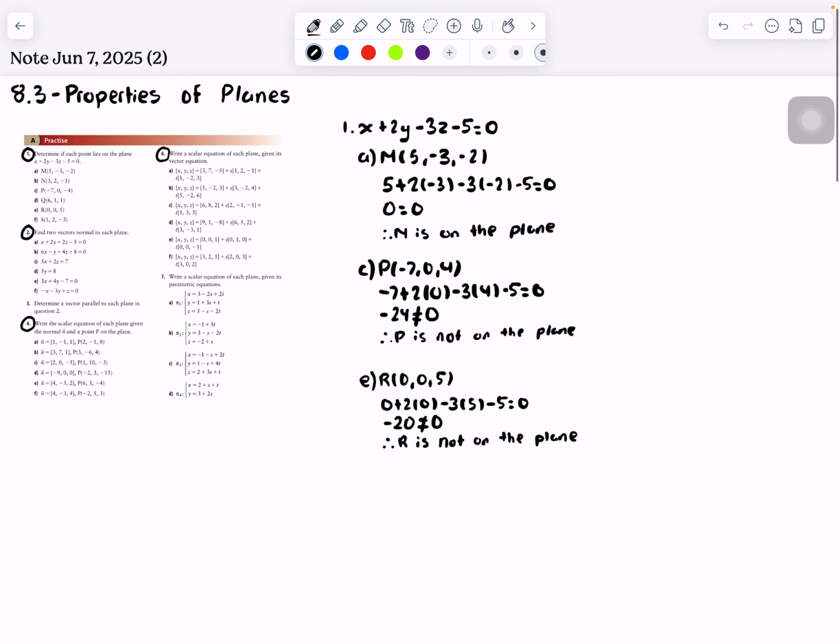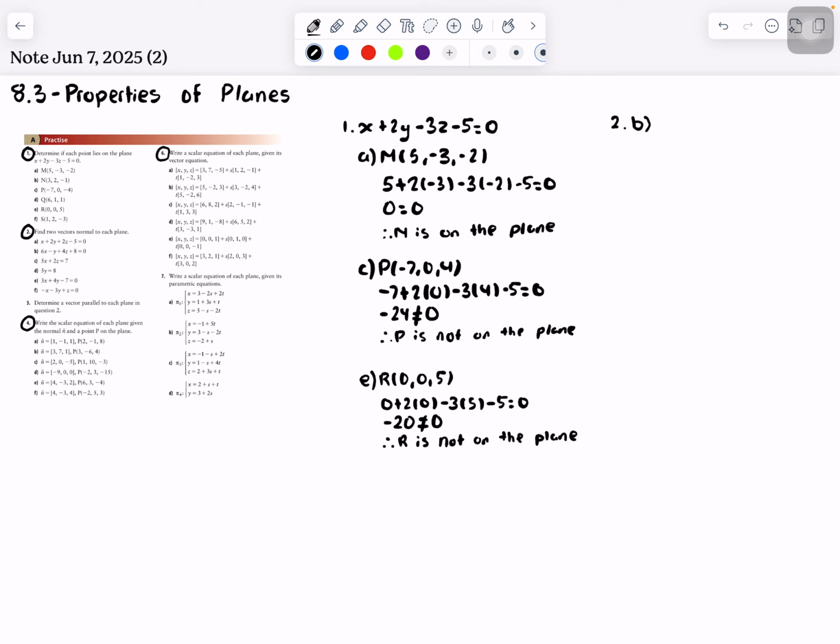Next question, find 2 vectors normal to each plane. So I'll do B, D, and F for this one, let's say. Okay, so how do you find a normal given a scalar equation of the plane? This is actually quite simple. You can just extract the normal vector from the coefficients in front of x, y, and z, respectively.